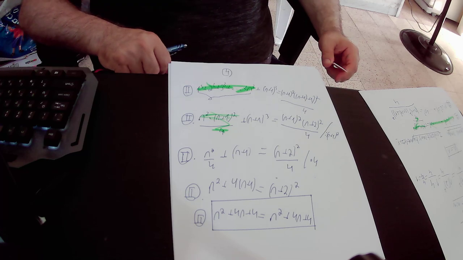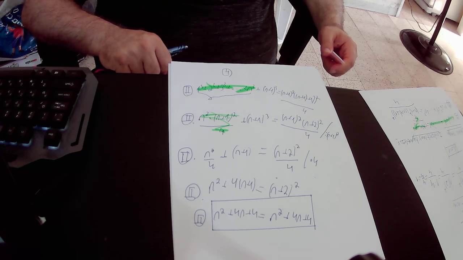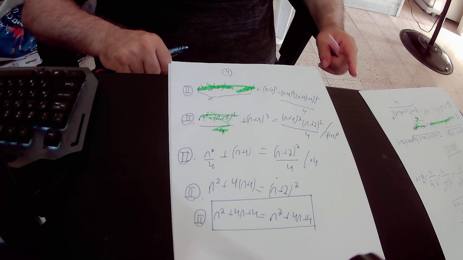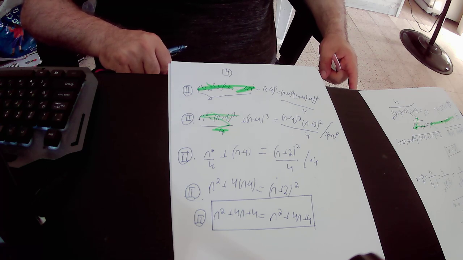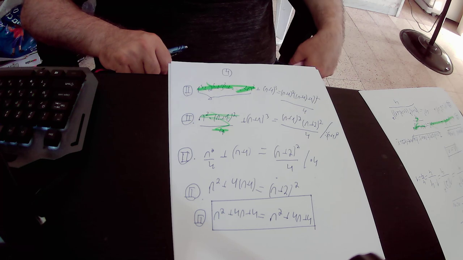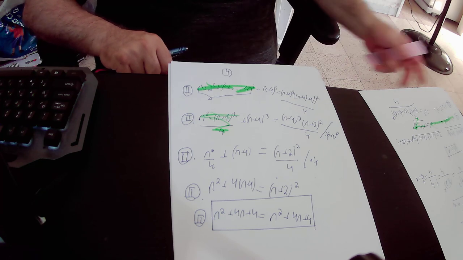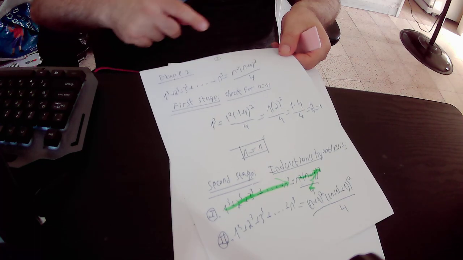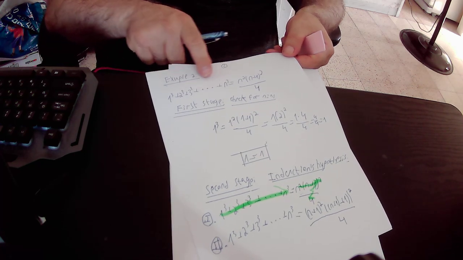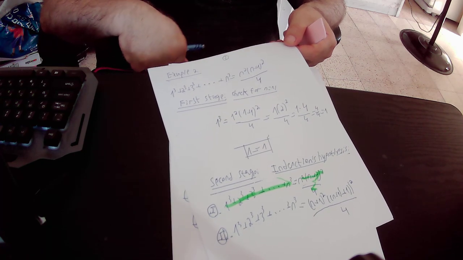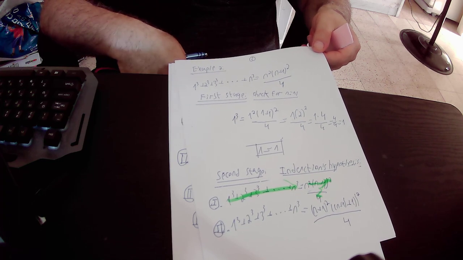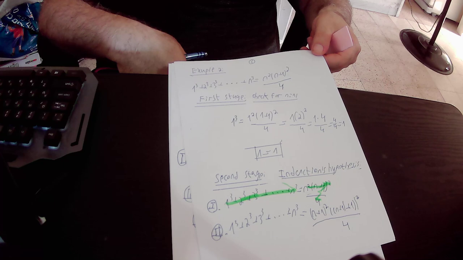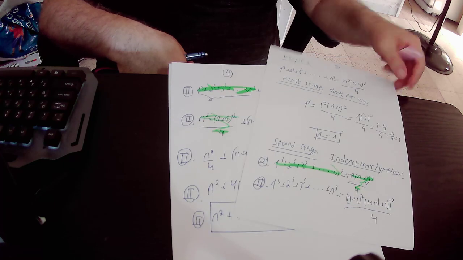Or in general, we proved that if the original statement is true for n, it must also be true for n plus 1. And in this way, we actually proved that the original statement is true for all the natural numbers. And I will briefly explain why.